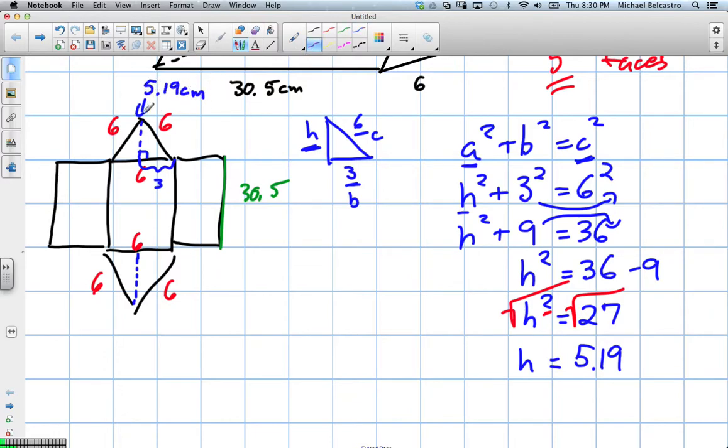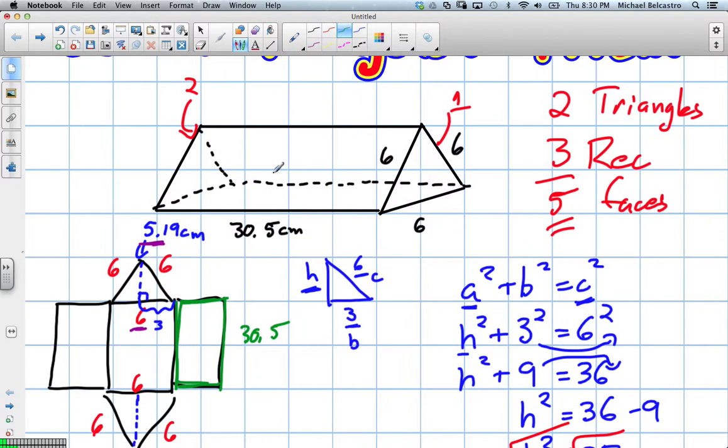Okay, that measurement with the base will help us find the area. Okay, what about these rectangles? Well, we have their heights, you could say, but what are the widths of them? How do we figure that out?